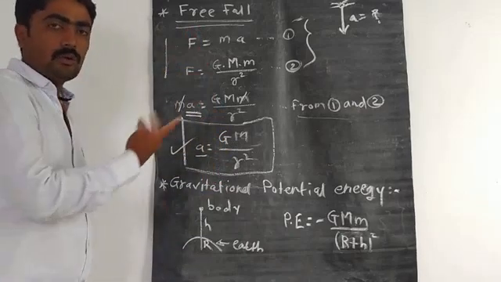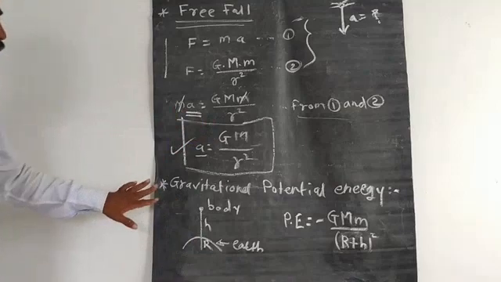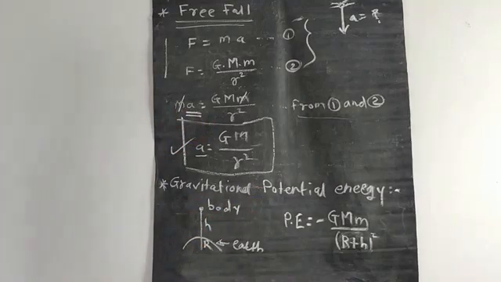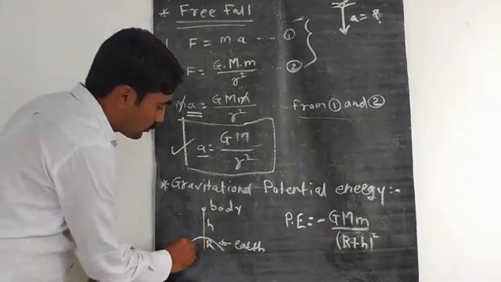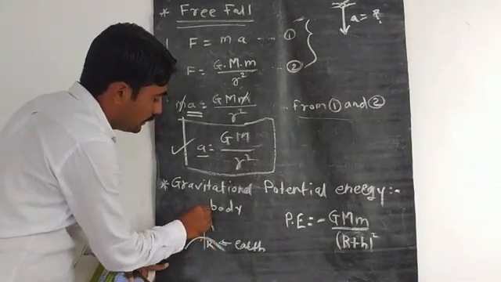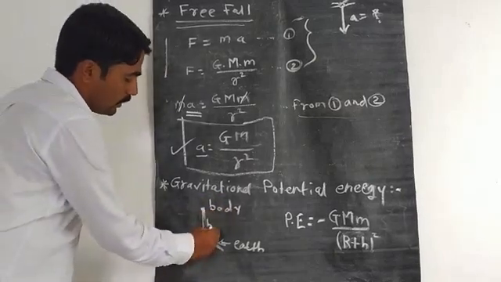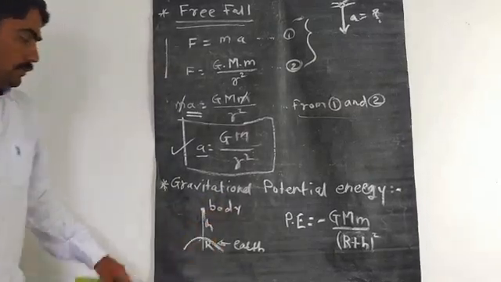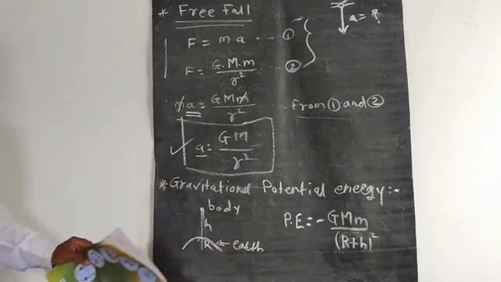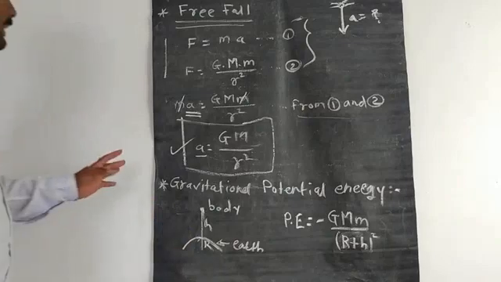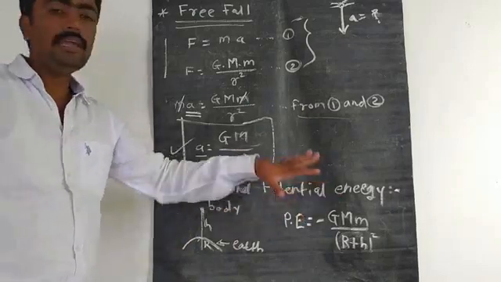Understand? May I go to the next topic? So, our next topic is the gravitational potential energy. See students, this is the earth first. For example, this is the earth and this is one of the bodies. If this body falls down, the distance from the body to the earth, we consider as h. Now we have to know what gravitational potential energy is.